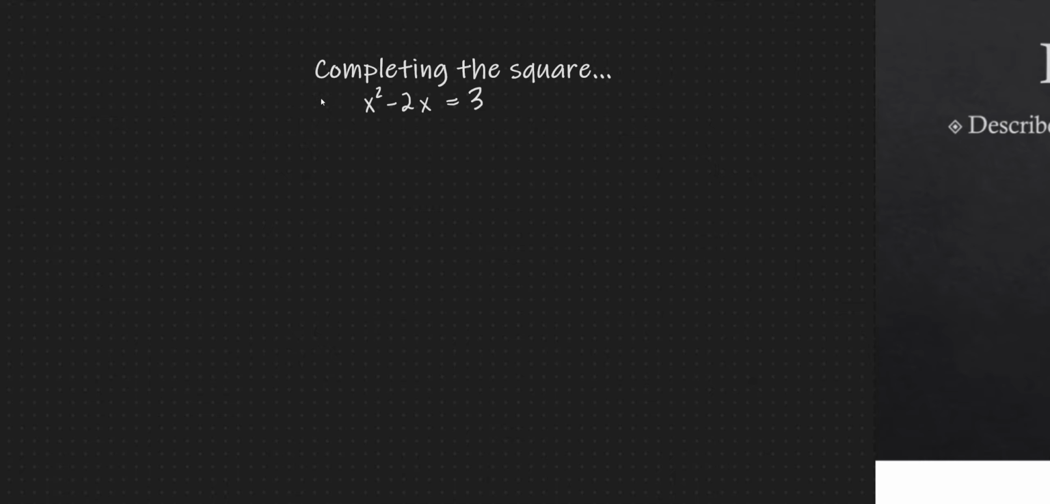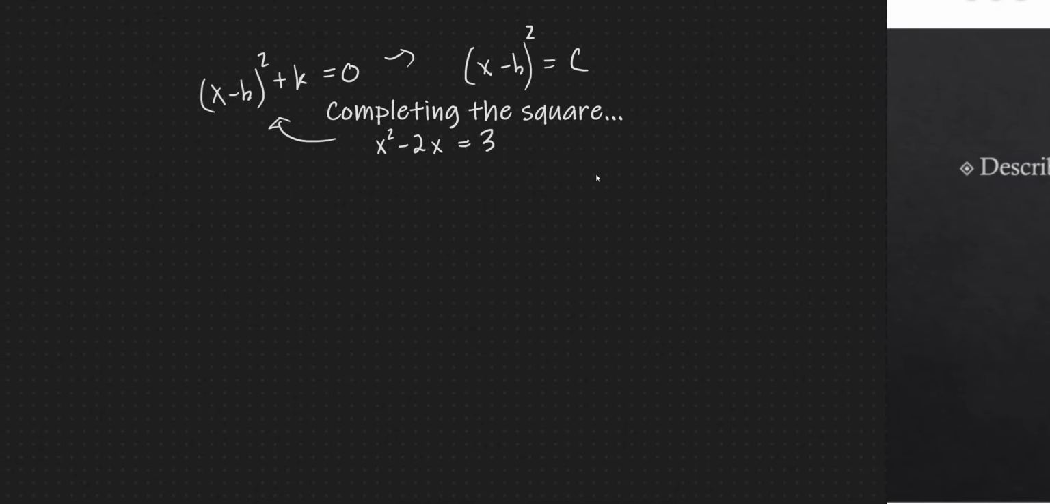The idea is I want to write this like x minus h squared plus some constant k equal to 0, or alternatively, I really just want to get this x by itself minus something or plus something, squared, equal to something else. I want to turn this into something that looks like this, because this is what we recognize in the equation of a sphere. So how do I do that?